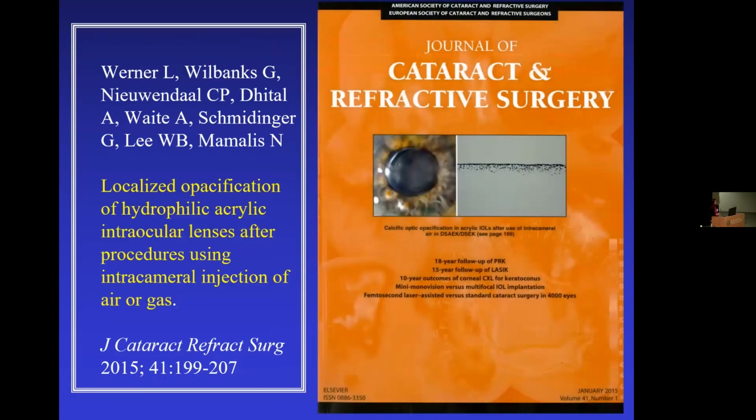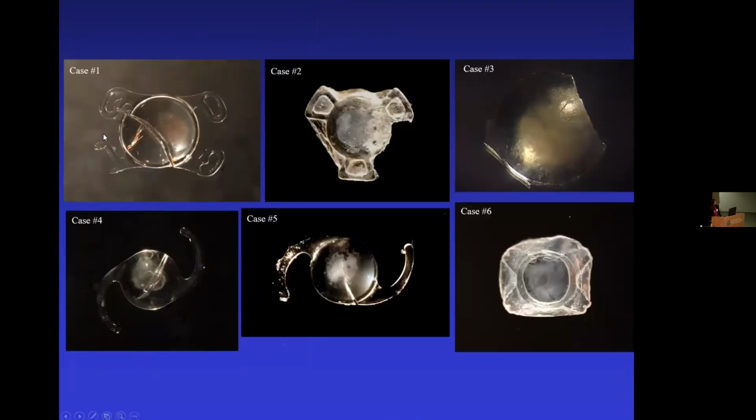So what we see coming from the United States, it's really what's described here. This is a localized form of opacification, of calcification of hydrophilic acrylic lenses that is observed in a round region on the anterior surface and subsurface of the lens, as you can see here, usually in the area of the capsular axis opening or the pupillary area. And initially, we described these in association with procedures using intracameral injection of air or gas, such as the DMEK or the DSEK. And here you can see different examples.